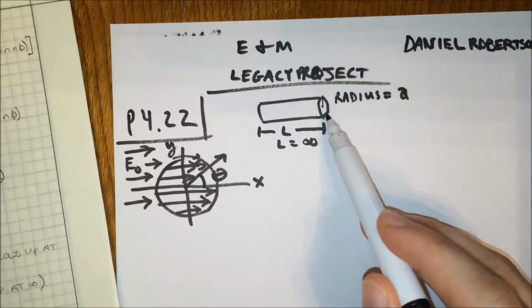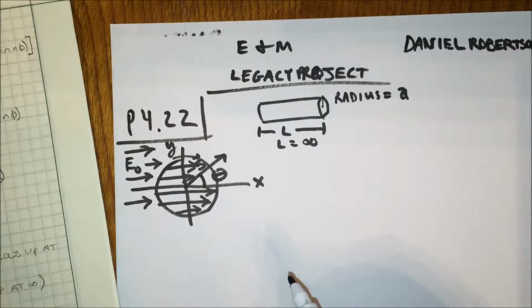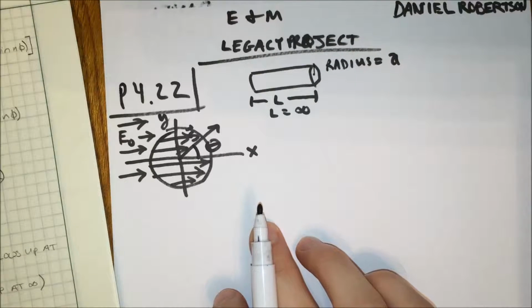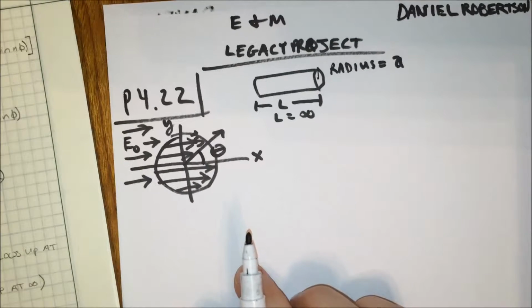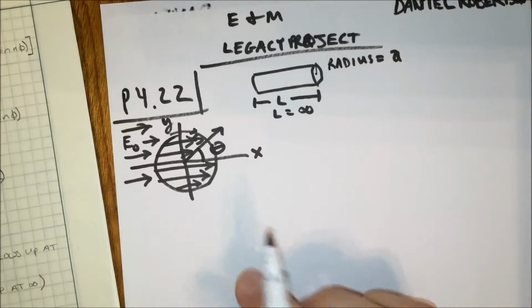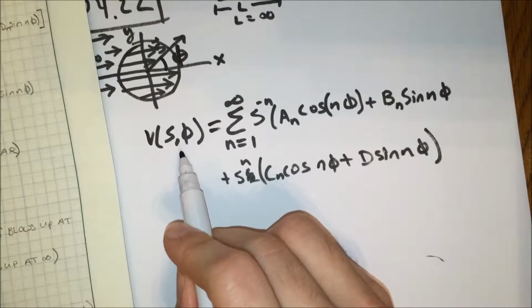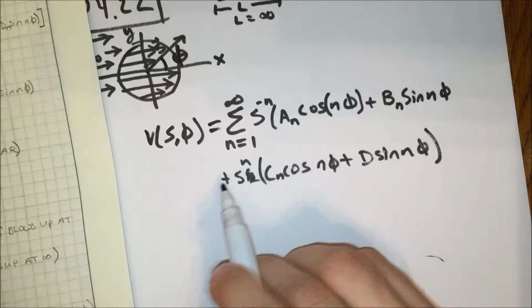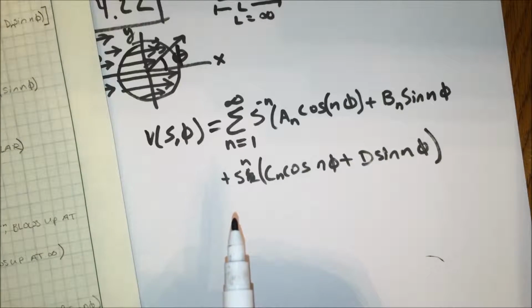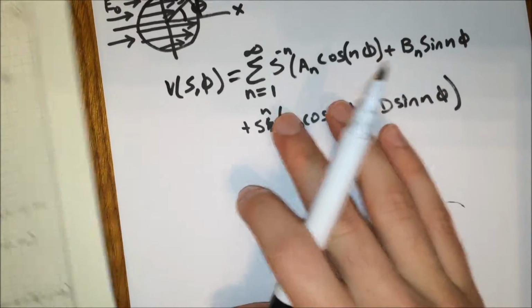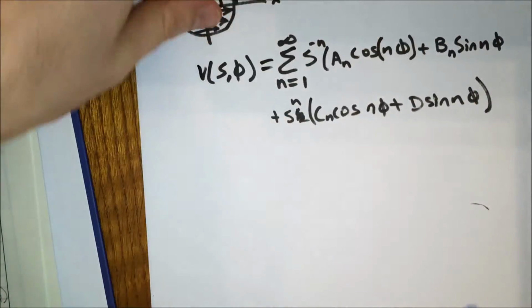The radius of the cylinder is A, and the potential function, which is derived in a previous problem, I'm not going to redo that. This is the potential function inside and outside of the cylinder. It is derived in a previous problem. I'm going to use it.